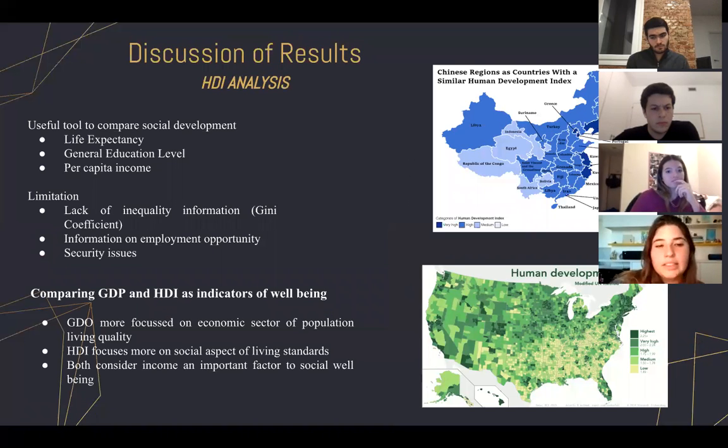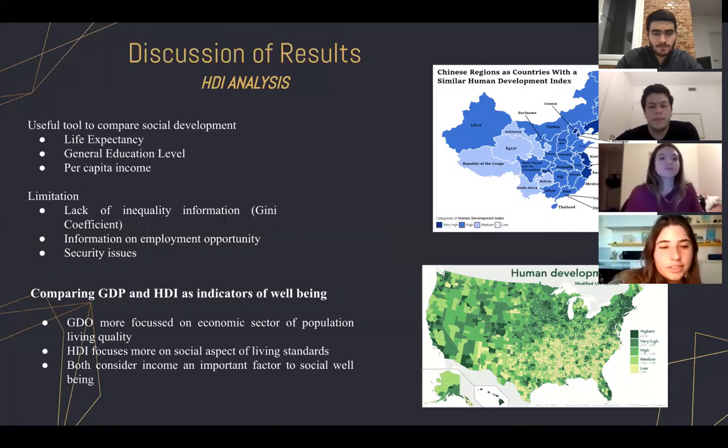The Human Development Index measures the well-being beyond economic health of a country and is a useful tool to compare social development. Yet we consider that HDI fails to provide a complete overview of the country's living standards. For instance, the Gini coefficient, which measures the inequality level of the country, is extremely relevant, and so are the employment opportunity rates. Moreover, security is a crucial aspect of living standards, especially in developing countries, and should be considered in the HDI to provide a more accurate analysis of the country's reality.